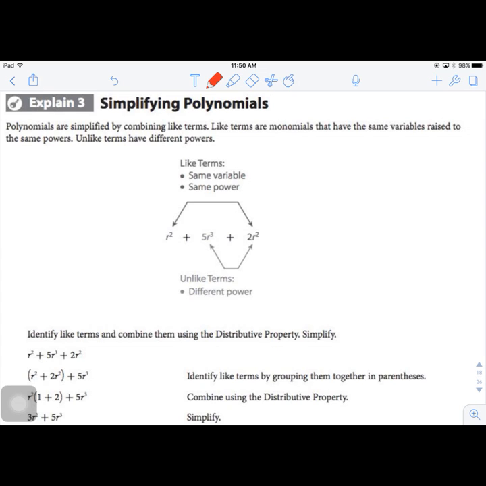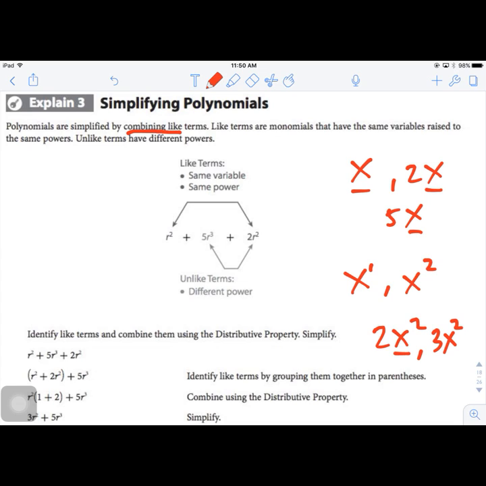When we simplify polynomials, we usually combine like terms. So combining like terms is a common practice. What are like terms, you ask? Well, if we have x, 2x, 5x, these are all like terms because they all have x in common. Now x and x squared would not be like terms because they have different exponents. So like terms are terms that have the same exact base and exponent. So 2x squared and 3x squared are like terms because they're both x squared.